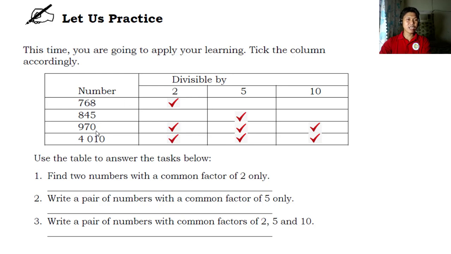So, pwedeng 768 and 970. Pwede rin 768 and 4010. Ayan, kagaya niyan. Pero hindi pwedeng 970 and 4010 kasi may iba silang common factors.